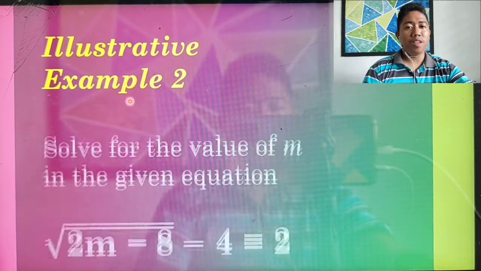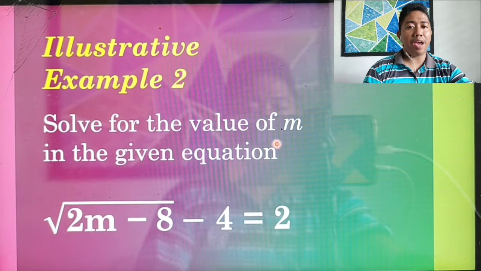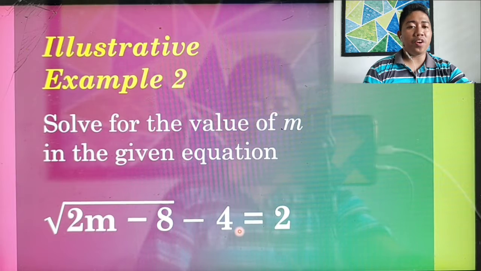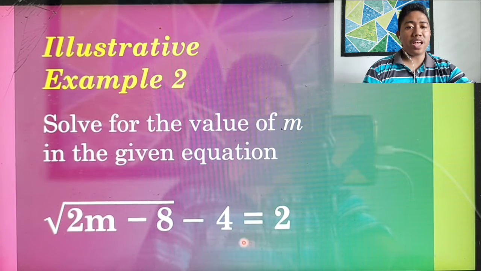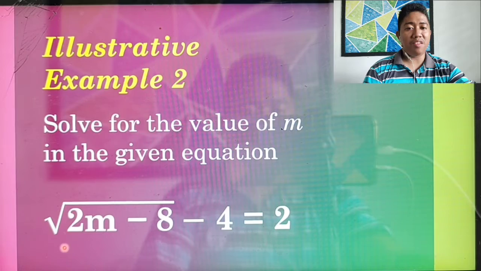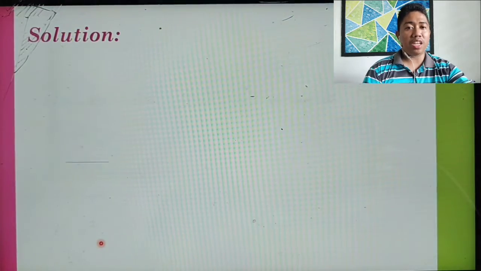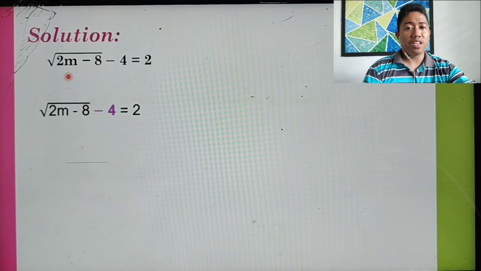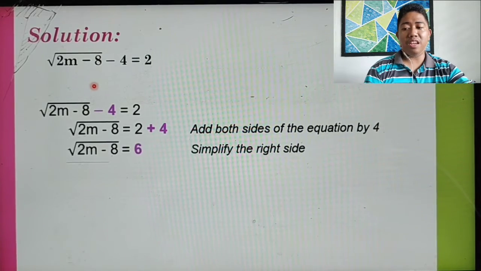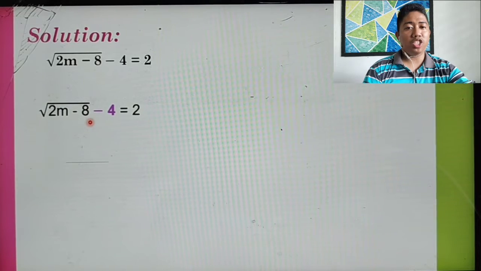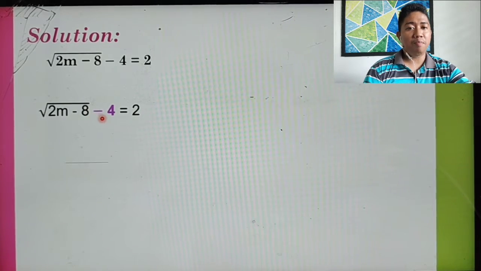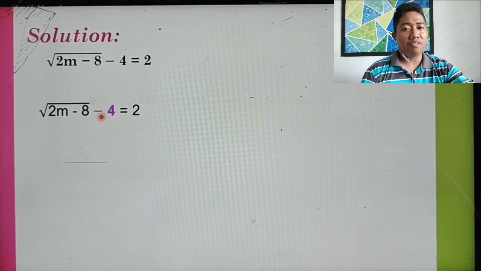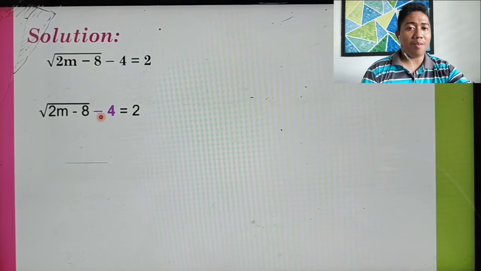So for number 2, how will we be able to solve for the value of m in the given equation? The square root of 2m minus 8 minus 4 is equal to 2. So to solve this kind of radical equation with the variable m, here is the solution to the given radical equation. So to solve for the value of m, we have to copy the given equation, but we mark it in color violet.